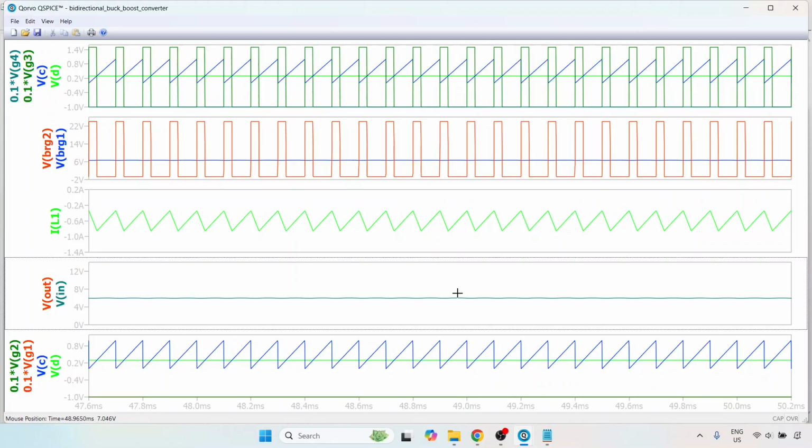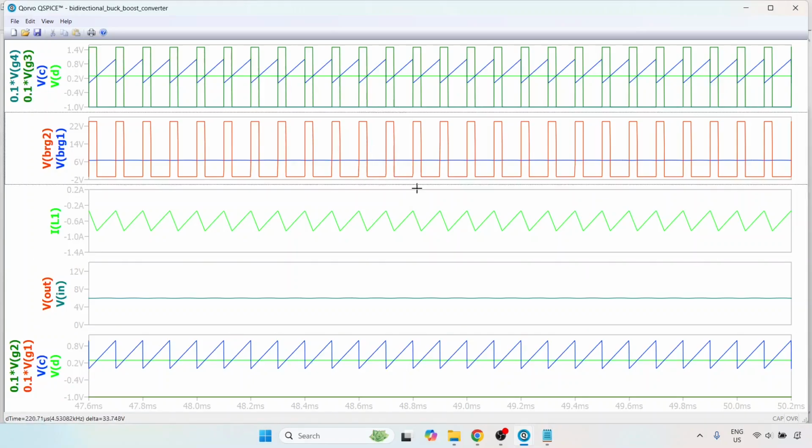Because when I say boost mode of operation, it means that the output is greater than the input. So here you can very clearly see that we have achieved a reverse power flow and we have achieved a boost mode of operation. So this shows the flexibility that is available with this particular converter. Now let's go and have a look at our bridge output voltages.